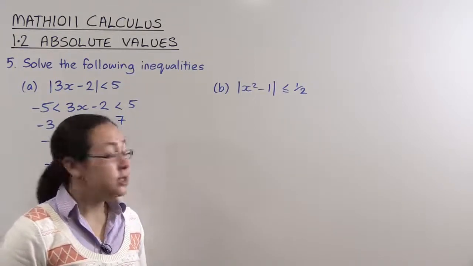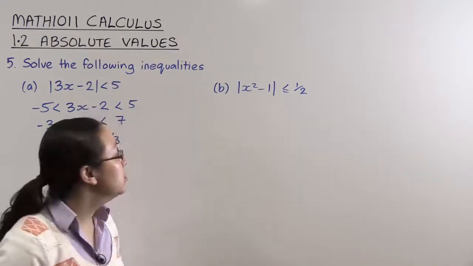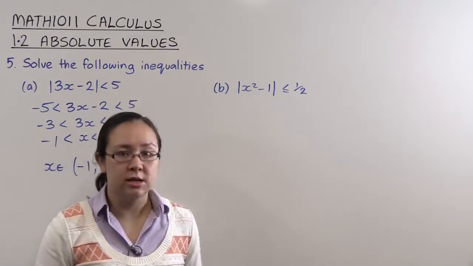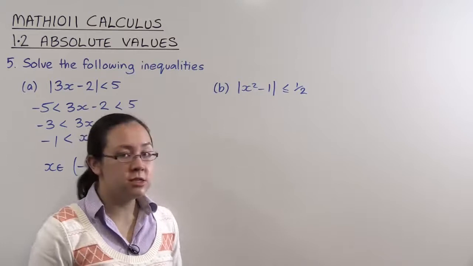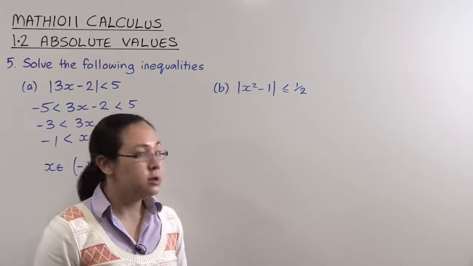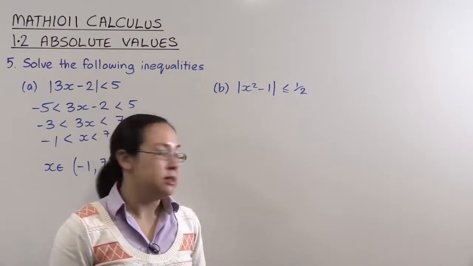Part B is a similar question. It's an absolute value less than or equal to a half. It's slightly more complicated though because this is a quadratic inside here. So I want to solve this question a slightly different way. I want to graph it just so we can see what's going on. And also because I didn't graph any absolute values that looked like this earlier in the videos.